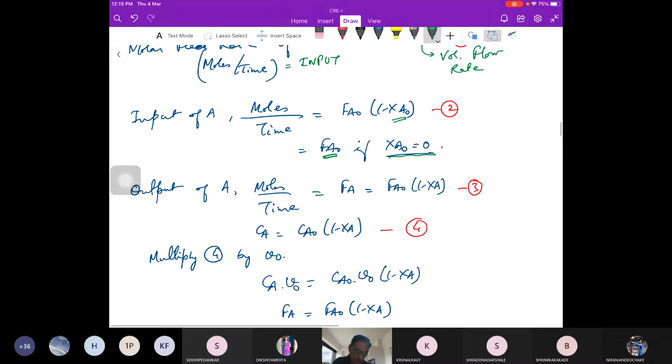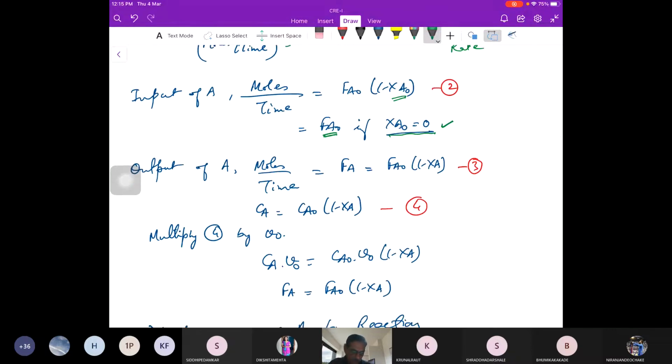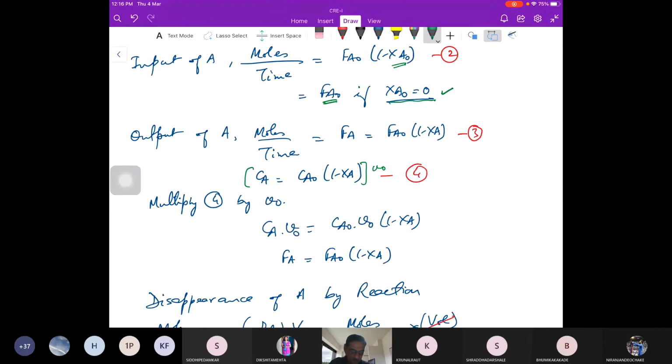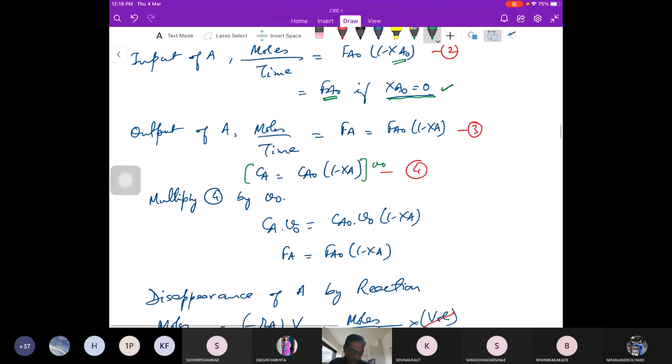And we are taking this case where we are assuming that initial conversion is 0. So Fa, that is moles per unit time of A, at output is essentially Fa naught into 1 minus Xa, which is nothing but this into V naught. Right? So Ca into V naught gives Fa, Ca naught into V naught gives Fa naught, and 1 minus Xa. That is what I showed here.